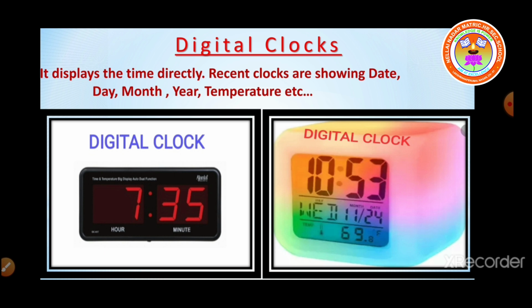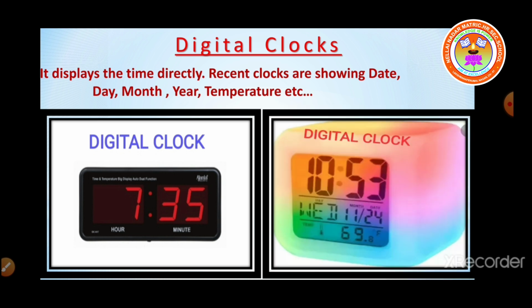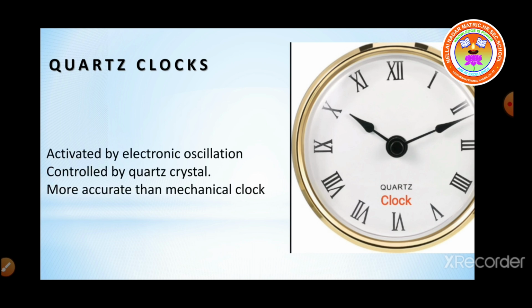So what we discussed in this place: first we discussed the analog clocks, and second we discussed the digital clocks. So what about the next type? The next type is the types of clocks based on working mechanisms. Based on this only we classify. The first one is quartz clocks. These clocks are activated by electronic oscillations, which are controlled by a quartz crystal.